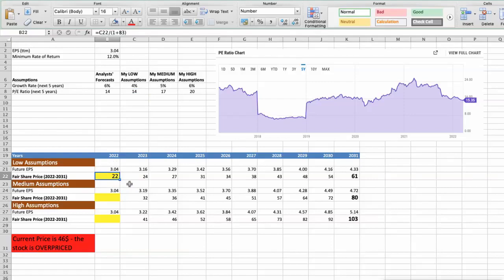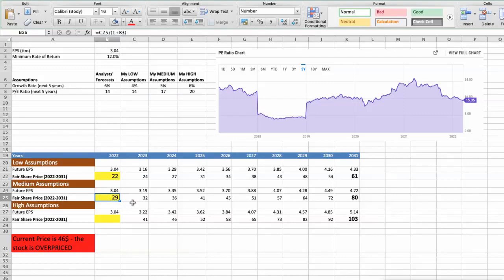Second scenario. Comcast will have average performance in the next 5 years, and we will use the following parameters in our calculation. Future growth rate would be average, 5%. Future P/E would be average, 17. In this case, the fair value of the stock today would be $29.